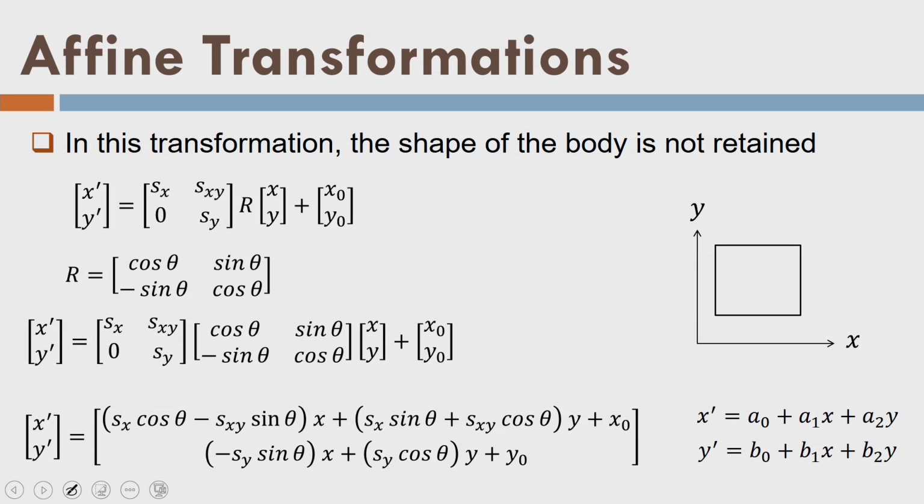So, now let us understand what the affine transformation is. In this transformation, as written on the screen, the shape of the body is not retained. So, what does it mean? Here you can see that there is a rotation matrix which is rotating the body uniformly by angle theta. That means all the points of this rectangle shown on the right hand side will be rotating by angle theta. So, the rectangle will still remain a rectangle. However, if you look here, there is a scale factor sx and sy. That means I have different scales in the x and y directions. What will happen here? A square may become a rectangle like this.